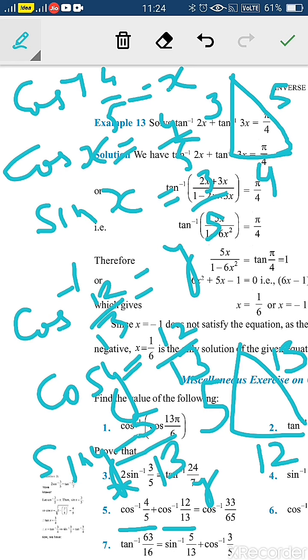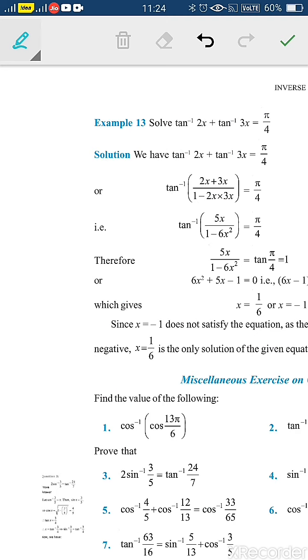This you will get, right? Kindly make a note of it: sin x, cos x, sin y, cos y. Now let us move on with the question. We have taken this as x and this as y. So what is x plus y now?